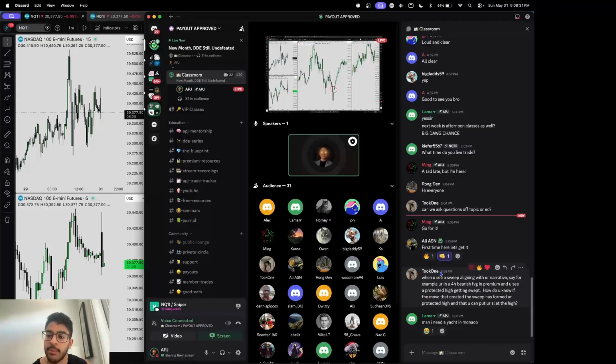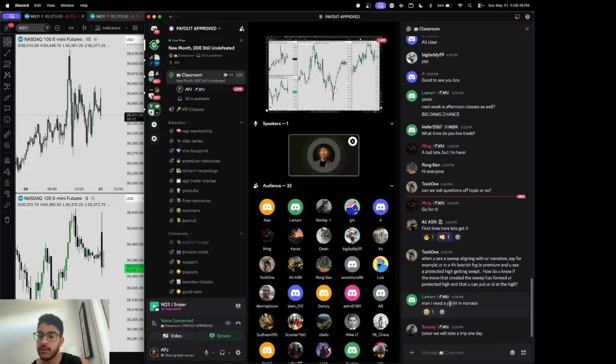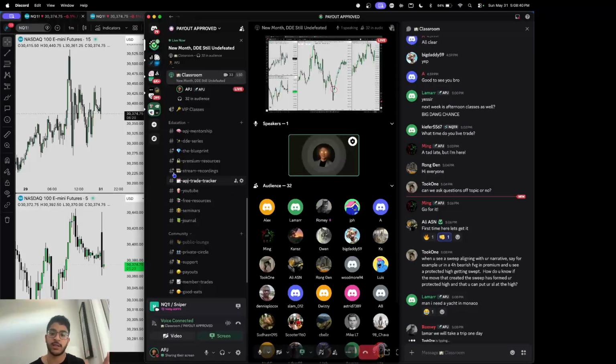Okay, so you're saying if I'm bullish and I see buy side, or if I'm bearish and I see buy side swept, and you use a protected high, how do you know if that? I don't put my stop loss at the high of a significant liquidity sweep.